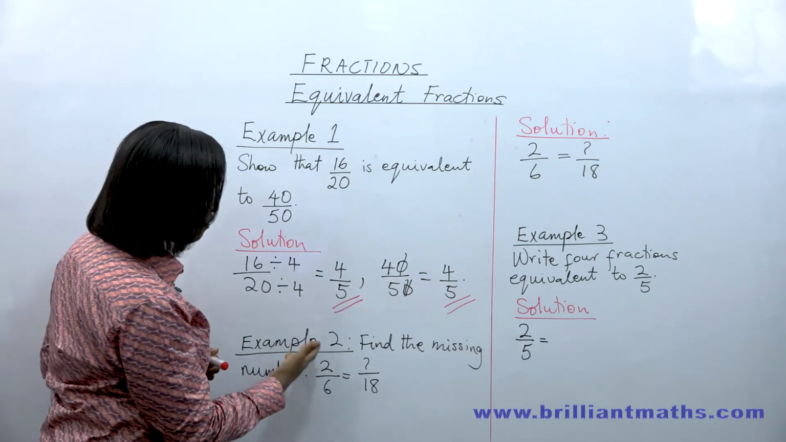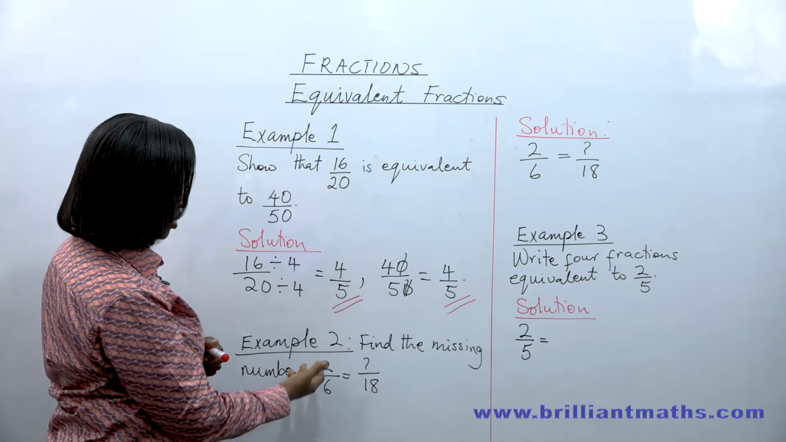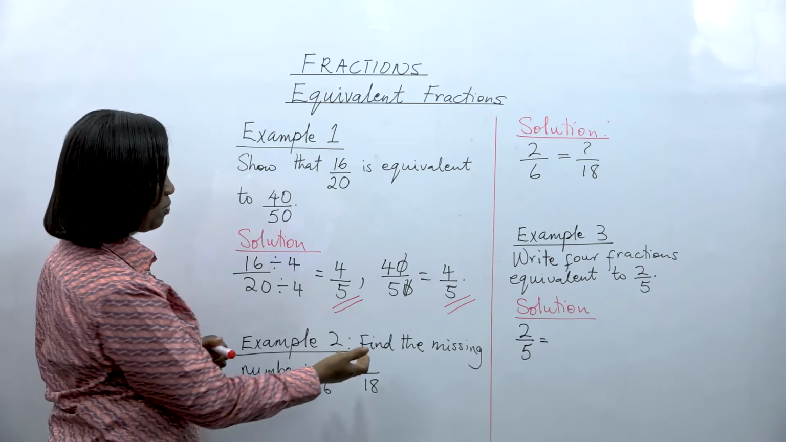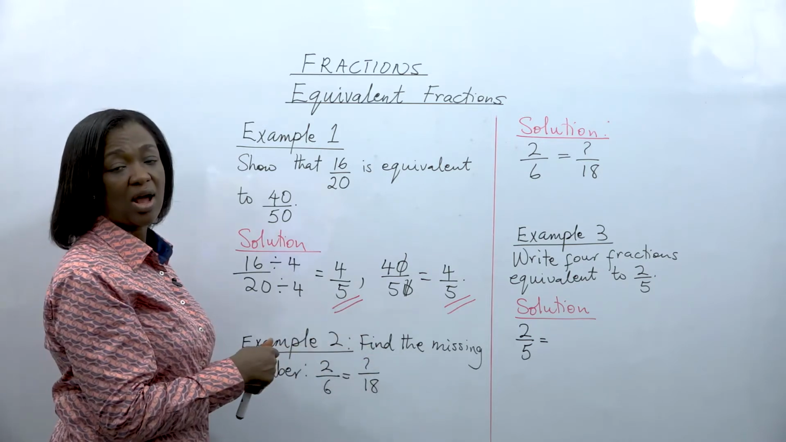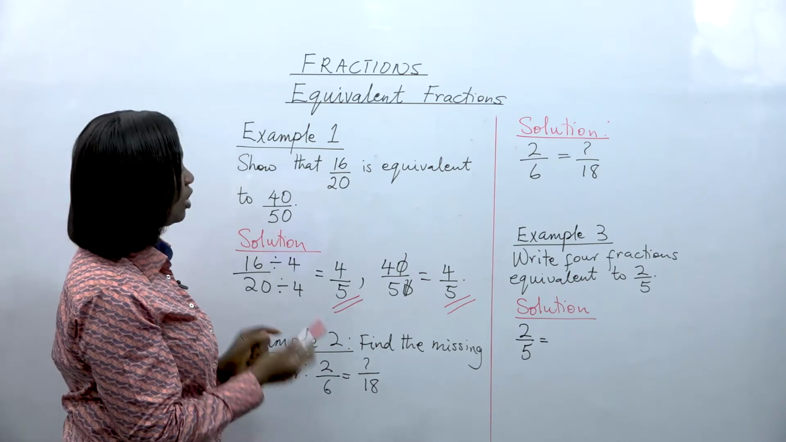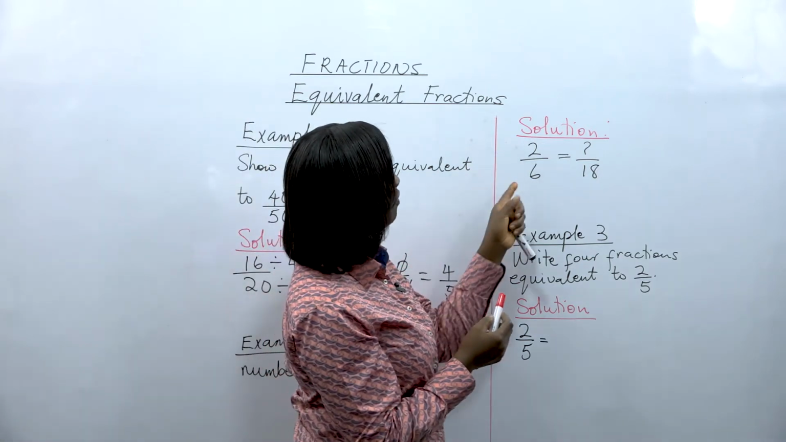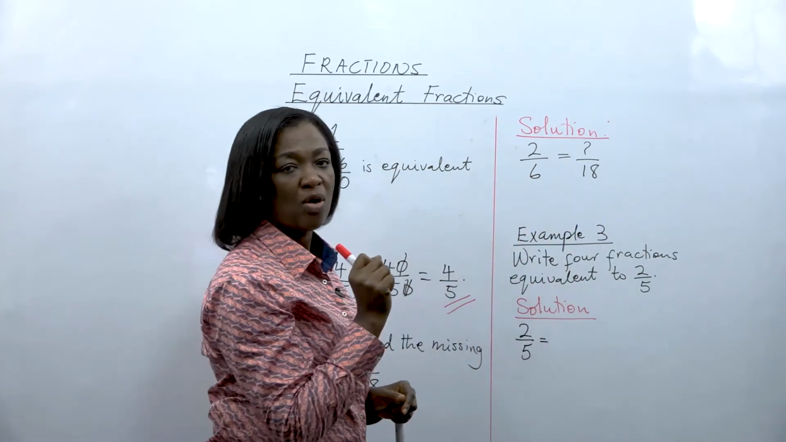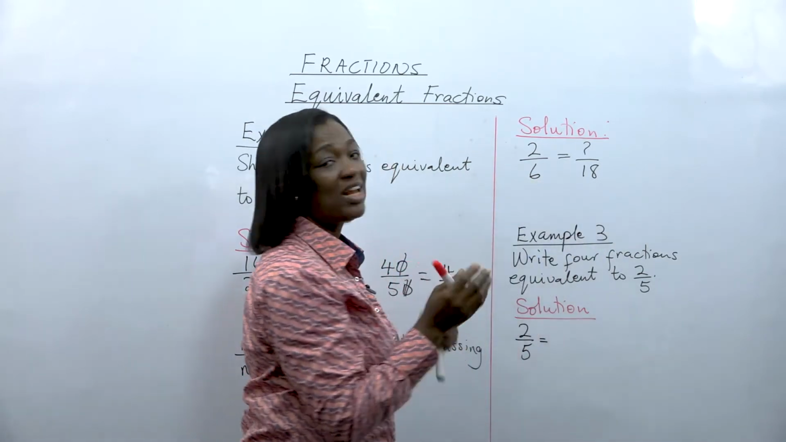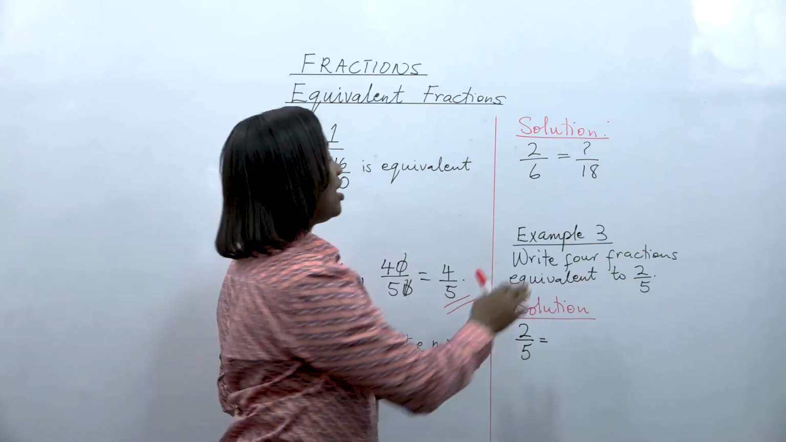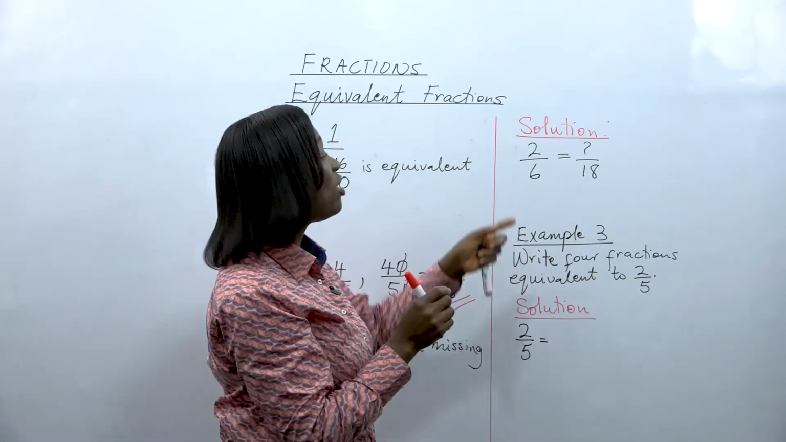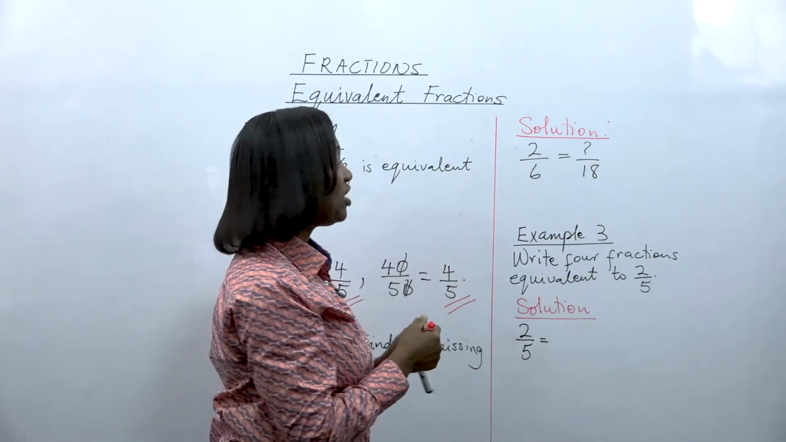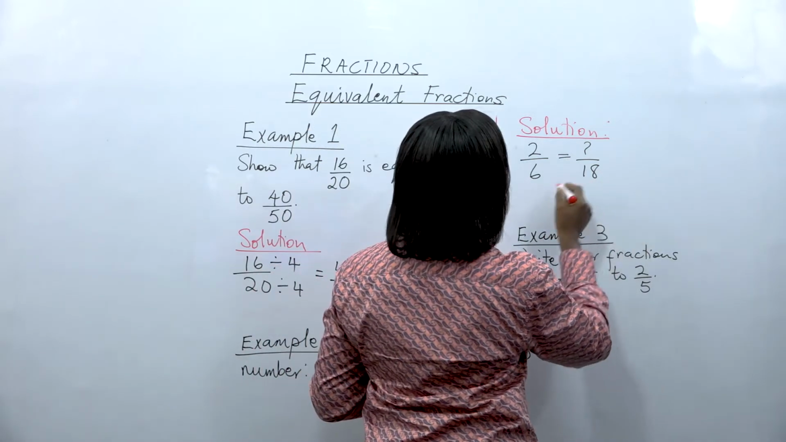Example 2. Find the missing number. 2/6 is equal to what over 18? What should be written as a numerator? So 2/6. The 6 is now 18. We divide 18 by 6 to get the multiplier, and that is 3. 18 divided by 6 is 3. So you simply multiply 2 by 3 to get what the numerator should be. So 2 times 3 is 6.